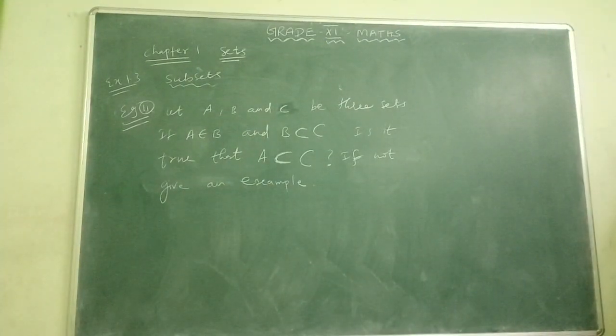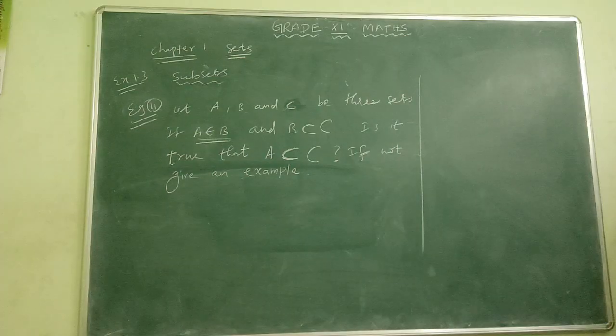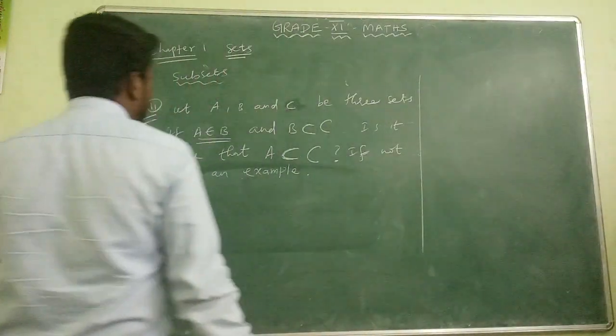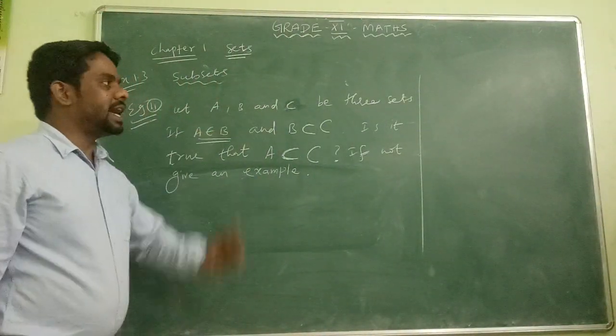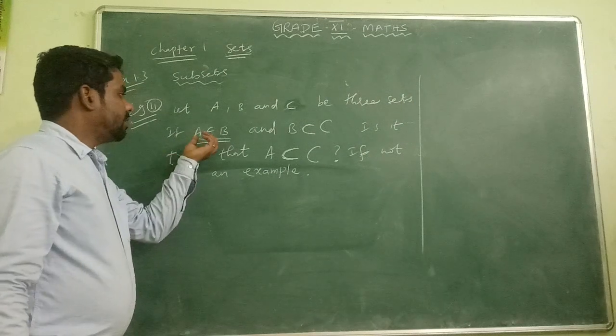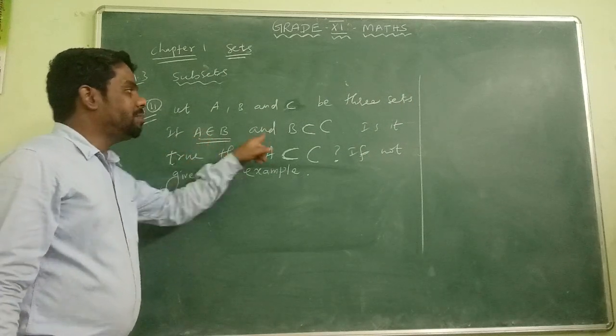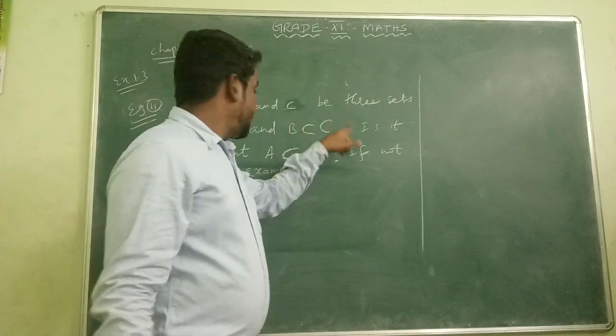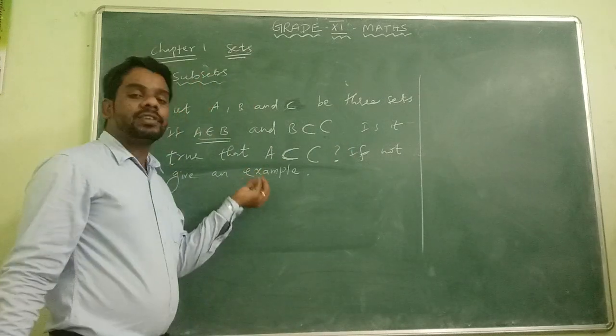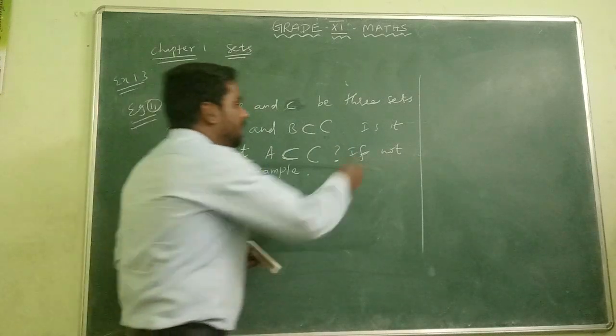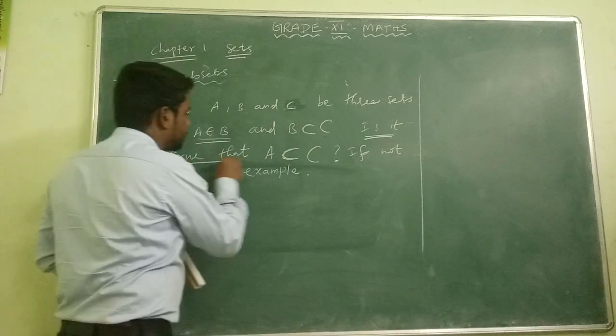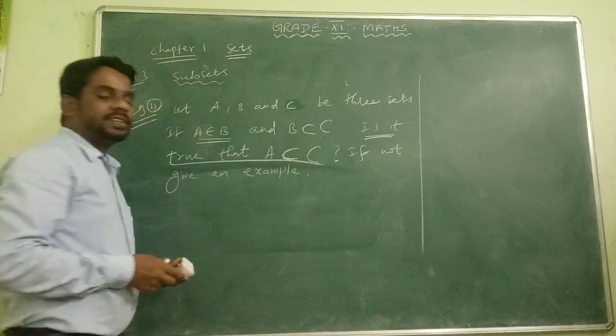Very important question. Okay, listen carefully. Listen, friends. Given three sets A, B, and C. If A belongs to B and B is a subset of C, is it true that A is a subset of C? The given question: is it true that A is a subset of C?